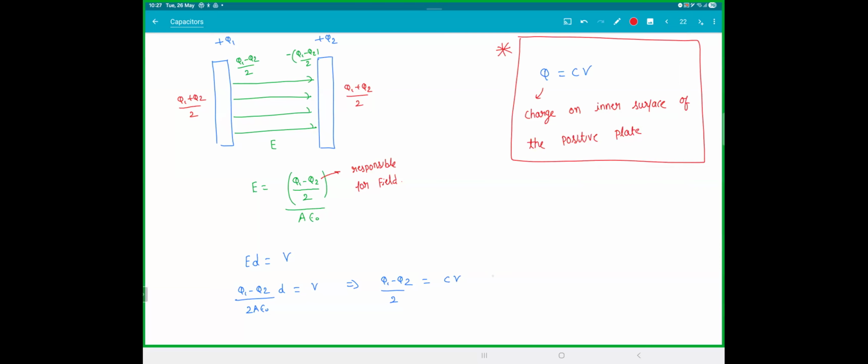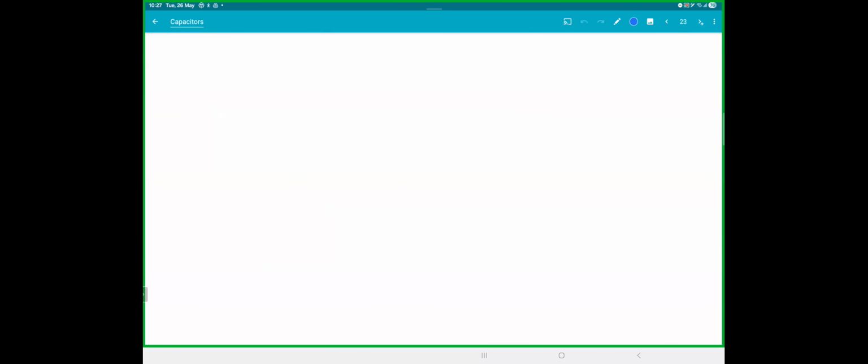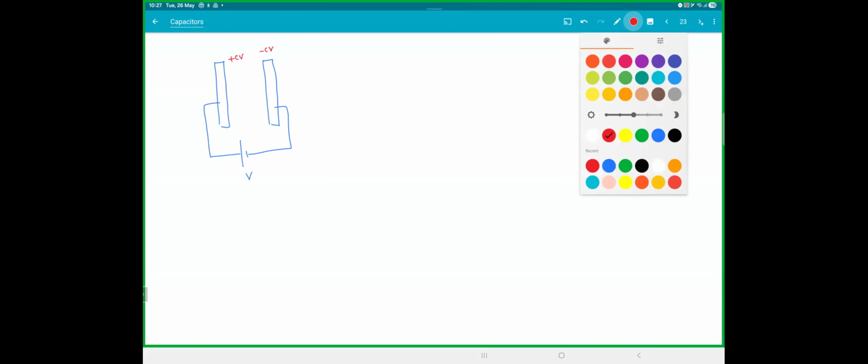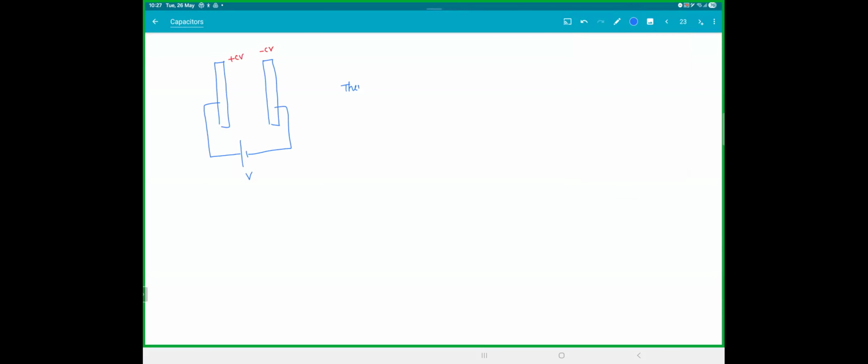So what is the potential difference? The potential difference V is simply the charge on the capacitor, (Q1 minus Q2) by 2, divided by C. Is this clear, everyone? What did they ask in JEE actually? The JEE Main question was this: there is a capacitor connected to a battery. Then this plate had charge plus CV, and this plate had charge minus CV. Then the battery is removed.